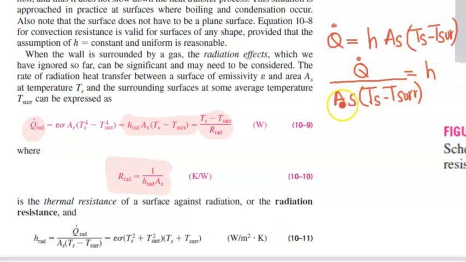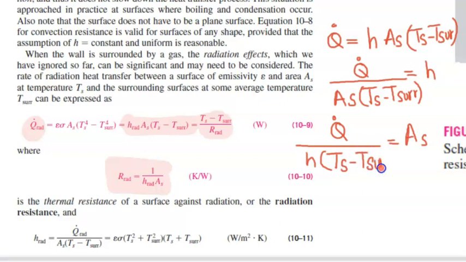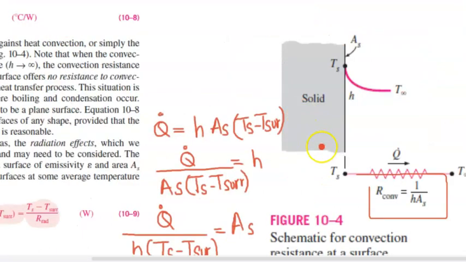If we want to find the area, it's going to be the area of the wall, equal to Q dot over H and the delta T, which is Ts minus T surrounding. Yep, that's how it works. You can actually see that's the area of the wall, that's the temperature of that wall, this is the H, which is the coefficient, and that's the temperature.